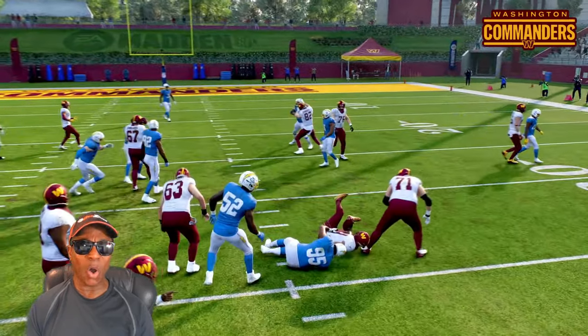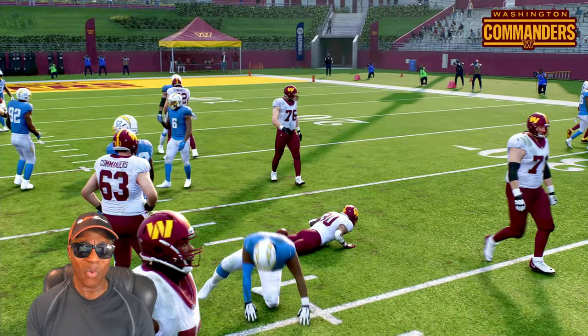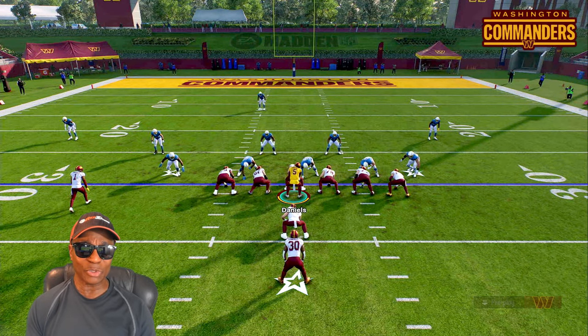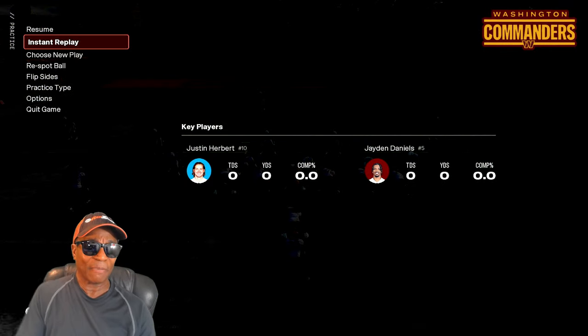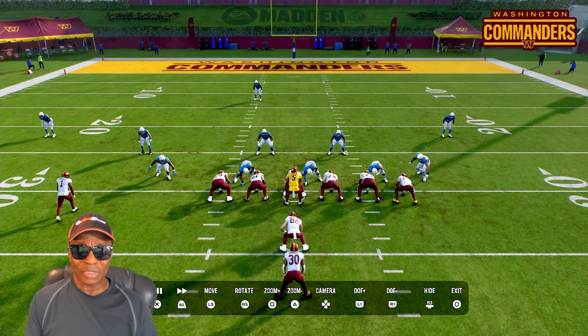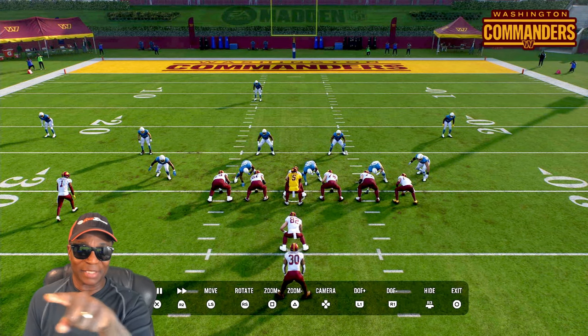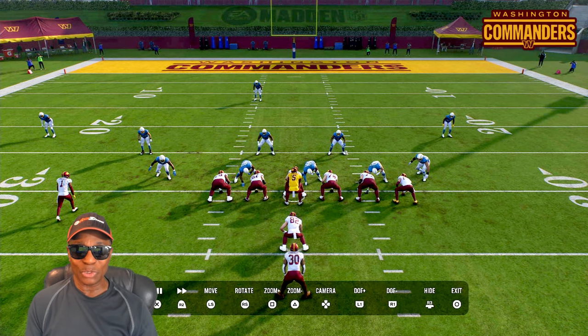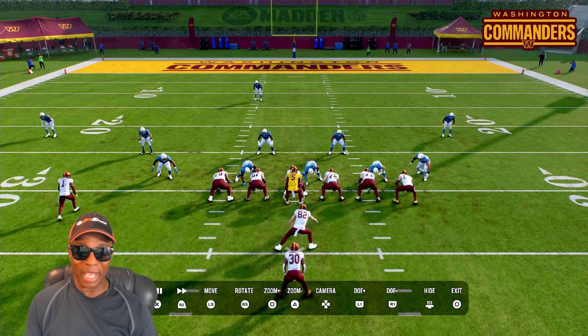Oh, we had the hole. Guys, like I'm trying to tell you, it's not perfect, but you see what I'm trying to show you here, that the blocks are set up. When the center goes like this, he's directing. So when you identify the Mike, that's what's happening.